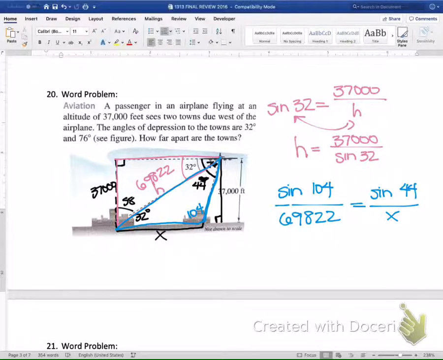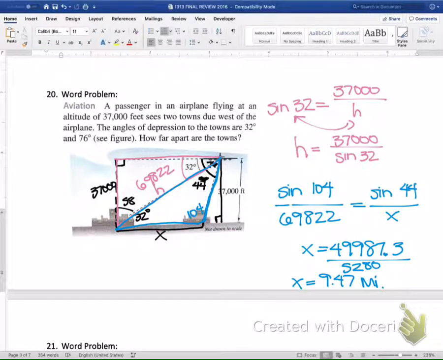69,822 times the sine of 44 divided by the sine of 104, and I get about 49,987.3. If you look at the answer key to this one, this is not the answer they have. It doesn't say specifically in the problem to find the answer in miles, but that's what they did on their key. So they took this number divided by 5,280 feet in a mile. I don't recall that being an issue. And that's where they got the 9.47 miles that they had.